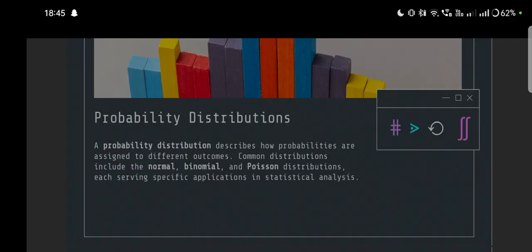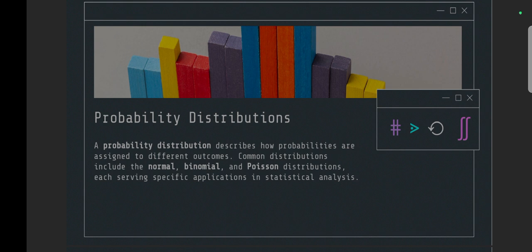Probability distribution describes how probabilities are assigned to different outcomes, and common distributions include the normal, binomial, and Poisson distributions, each serving specific applications in statistical analysis.